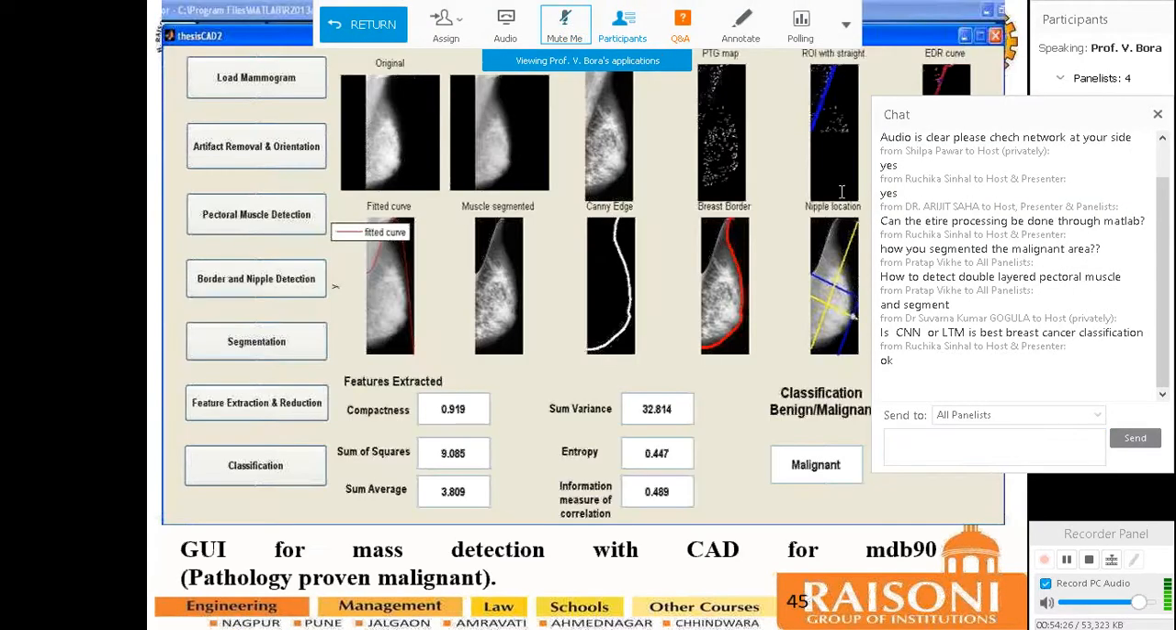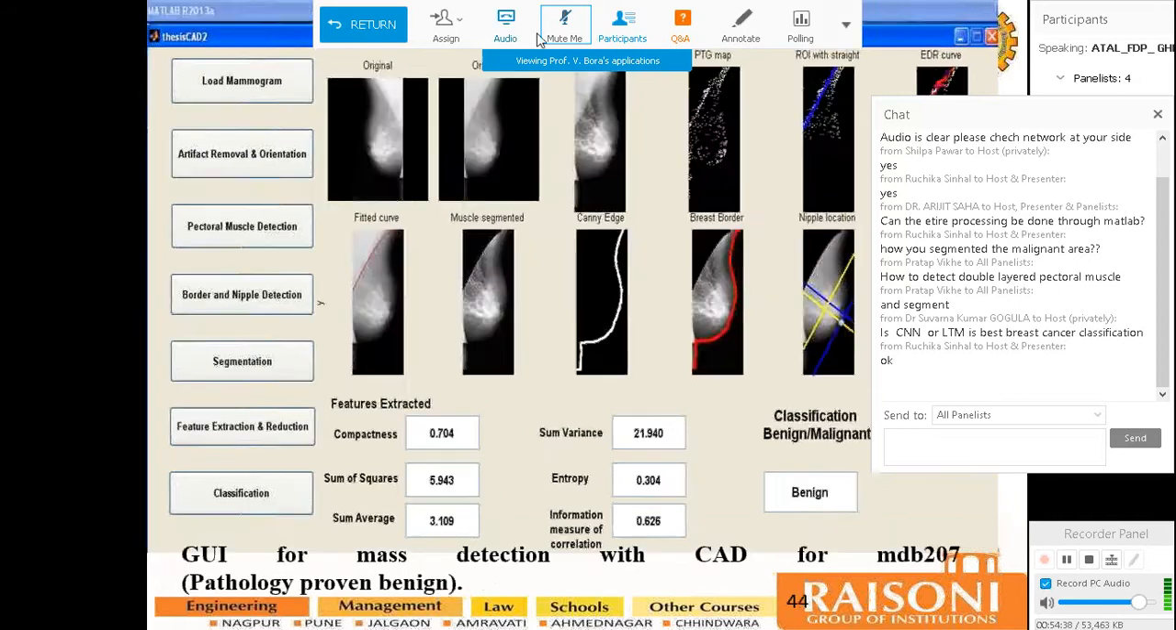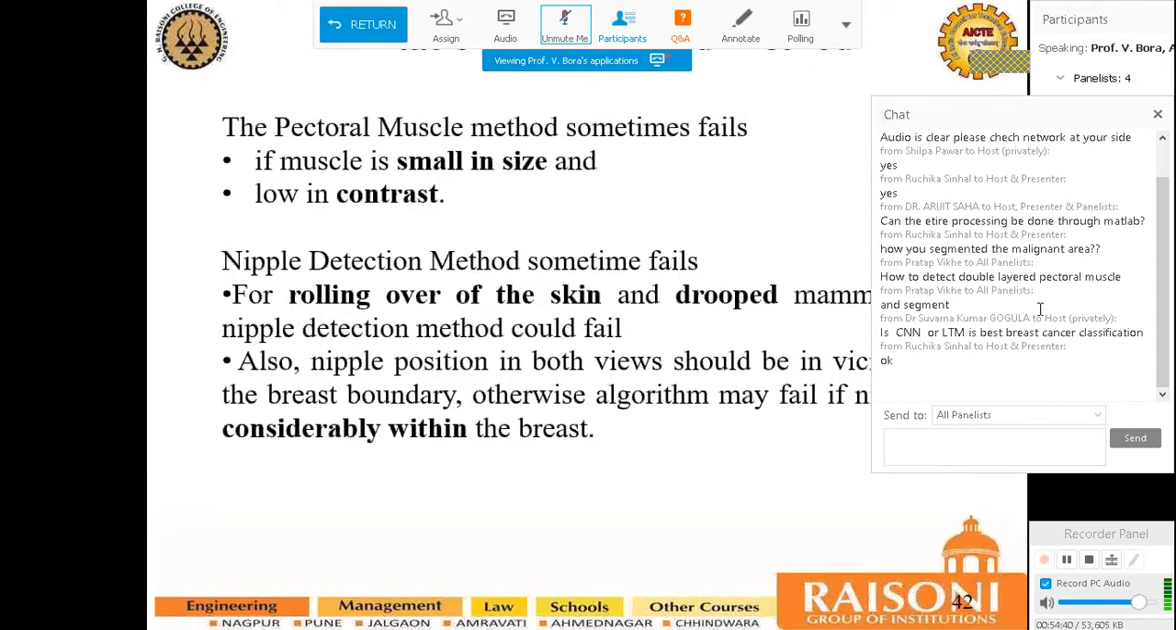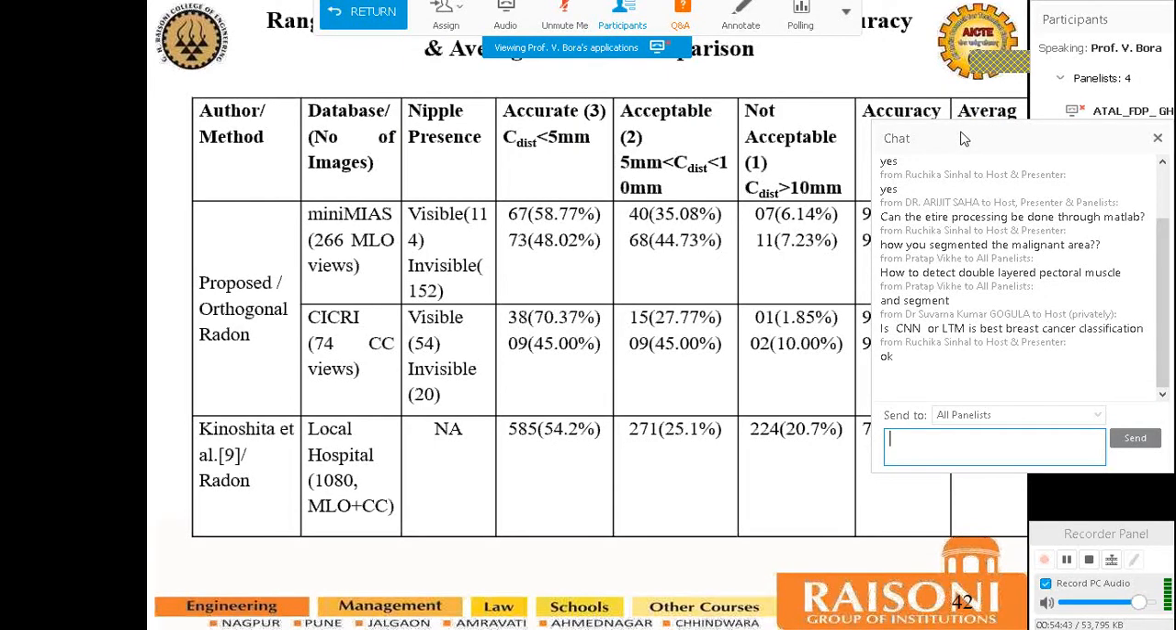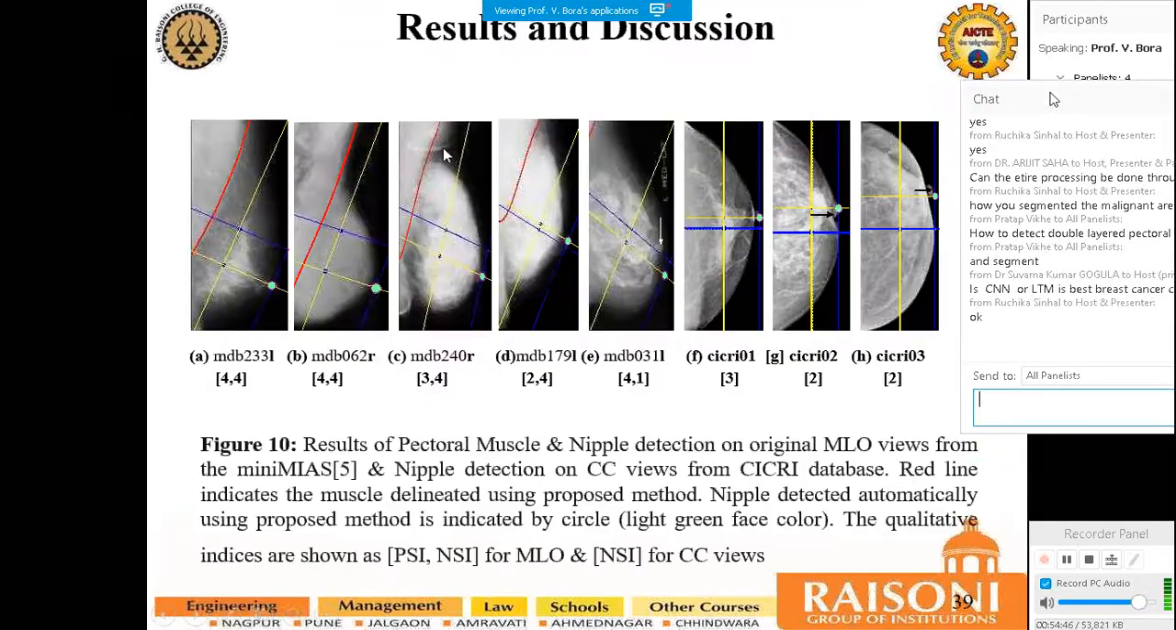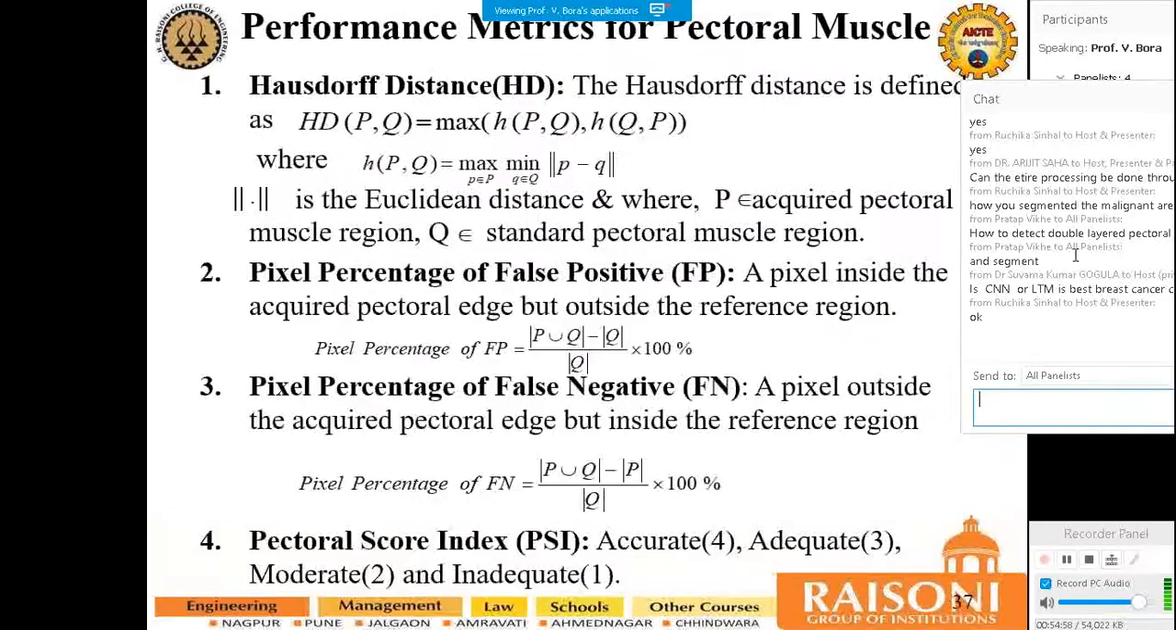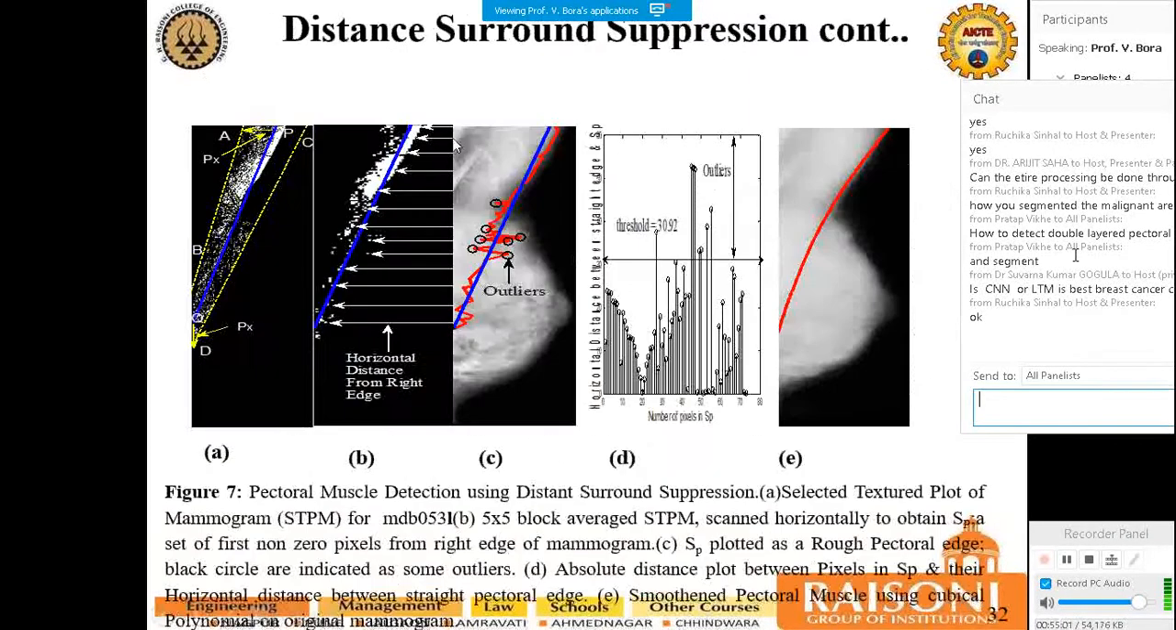Next question is how to detect double layered pectoral muscle. So in double layer, for example, like here, see, this is a double layer, because of the positioning error there is some layer there. Or it can happen that here also there will be two layers. So how does the algorithm work? Basically, it calculates the distance from the right part. After correct orientation, definitely your muscle will be in the left corner.